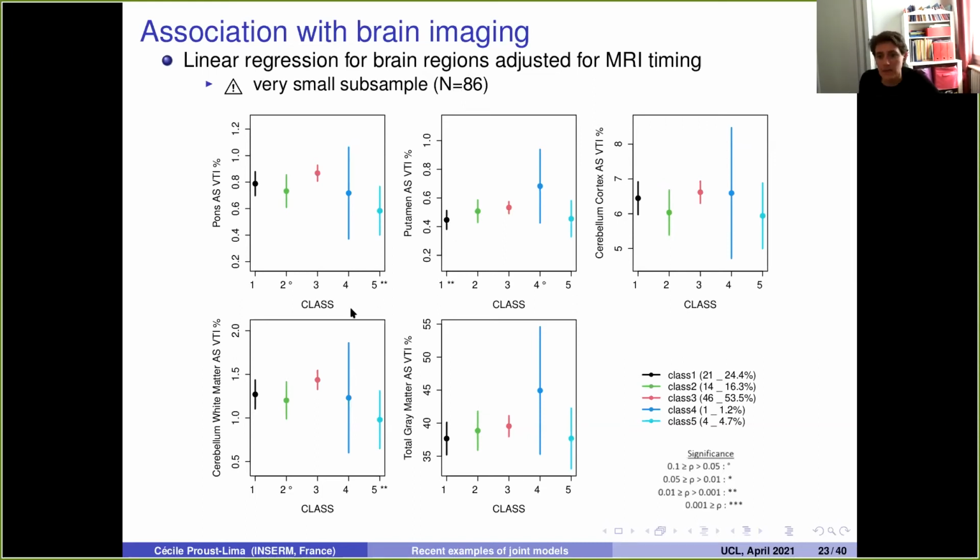And what we can see is that, for example, if we compare with latent class 3, we can see some differences for classes 2 and 5 regarding the pons. We can see some differences with latent class 1 for the putamen. Those two regions of the brain are very central in MSA, and we can also see some slight difference in the cerebellum white matter. The cerebellum is also a region of main interest in this disease. This is only for illustrative purposes. It was to show you what we can do with that.